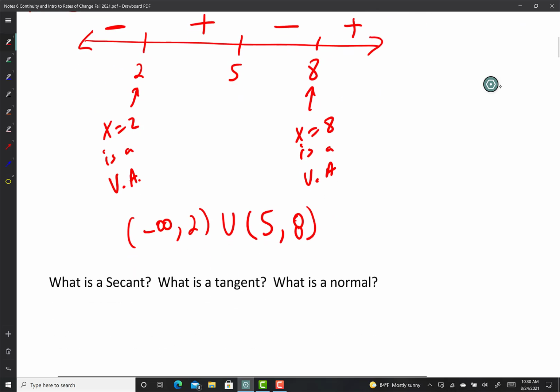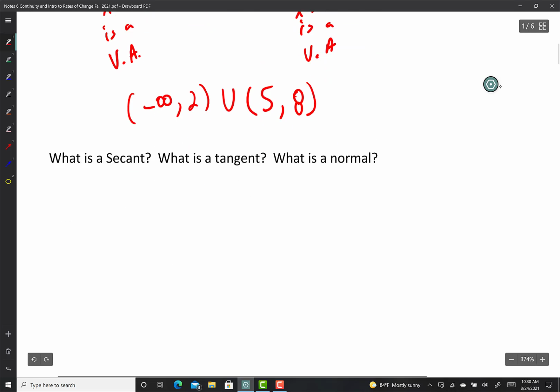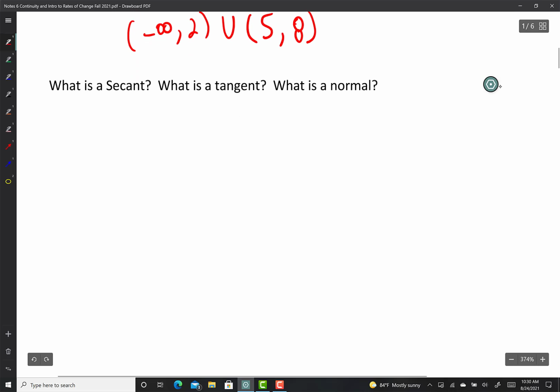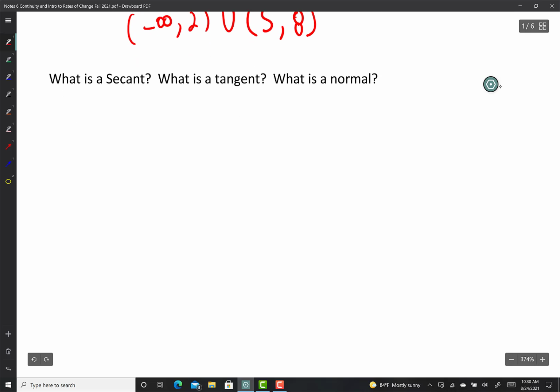All right. That was your lesson on algebra. All right. What is the secant? What is the tangent? What is the normal? So draw a random curve. What type of curve do you guys want? Increasing, concave up, increasing, concave down, decreasing, concave up, or concave down? Okay. Decreasing, concave up. Let's put more of a curve. There we go. That's a nice curve.